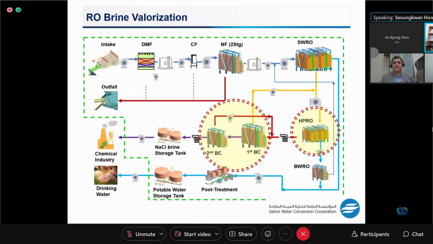In addition to low energy and carbon, brine valorization is another feature of future seawater desalination. For example, DTRI, Desalination Technology Research Institute of SWCC, Saline Water Conversion Company in Saudi Arabia, has been attempting to develop a series of technologies for brine treatment and utilization. Here in this diagram, NF is first installed to separate monovalent and divalent ions.